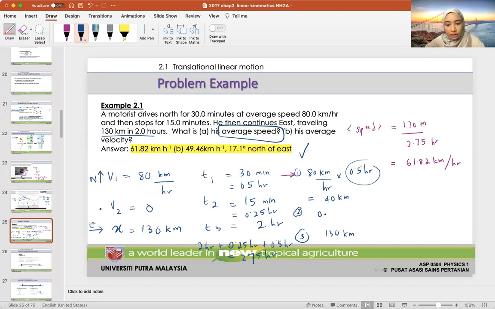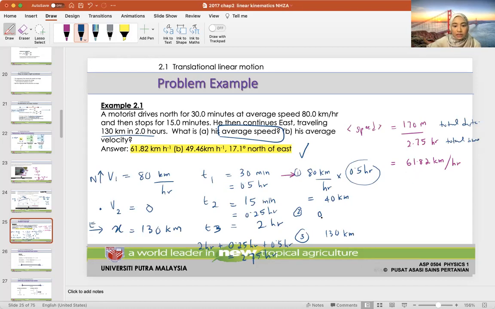So you get 40 kilometers here, and then for number 2 the distance is 0, and number 3 he moved east by 130 km. So use it directly here, no need to convert anything. And then in terms of time, T1 is 0.5, T2 is 0.25 because it is 15 minutes, T3 is 2 hours. So add everything here. This is the total time, and this is the total distance. And then you get 61.82 km per hour.